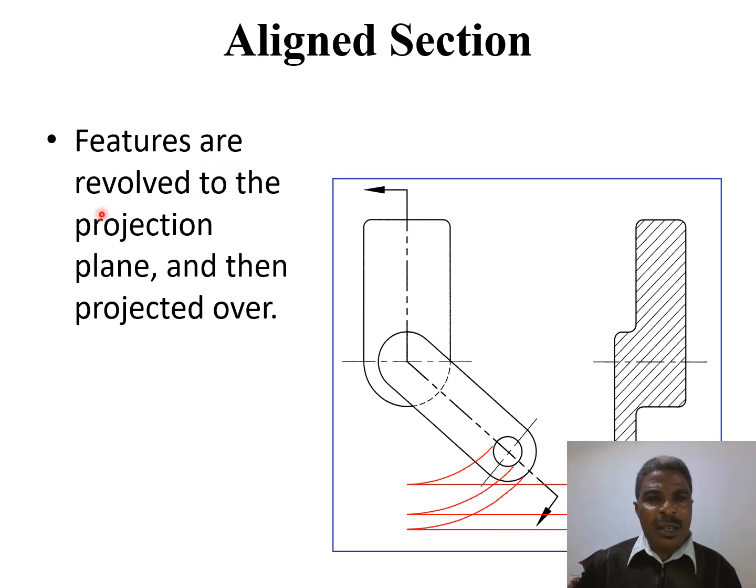Features are removed to the projection plane and then projected over. See here, this is the cutting plane here, aligned section. So this one indicates that a cutting plane passes there, to indicate this hole very clearly. So this object has a center here and a hole here. So it has been aligned.